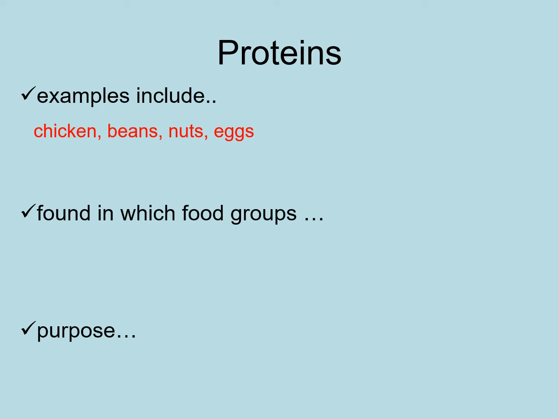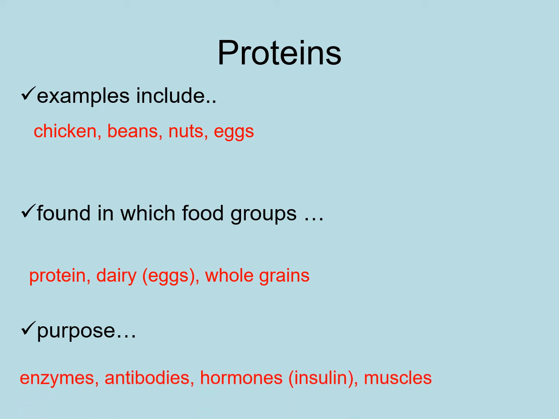And what we actually do is we don't use the chicken's proteins. We take their proteins and we break them down and we get the ingredients and we turn around and use them to make our own proteins. So obviously protein is a food group by itself, but dairy, because of the eggs, and then whole grains will also have it. But for our bodies, proteins obviously make up our muscles, but proteins also make up enzymes.